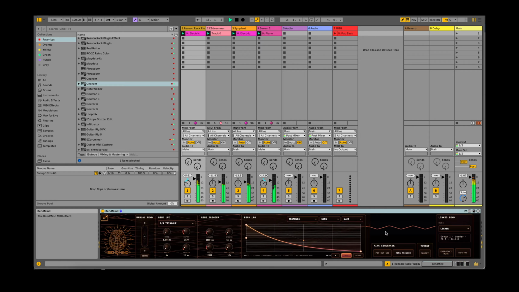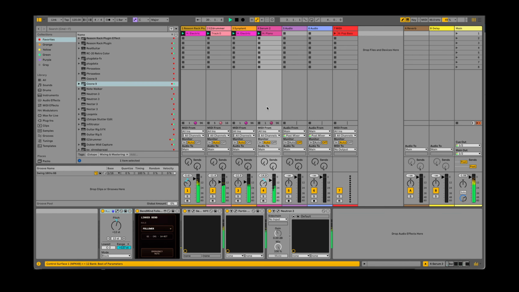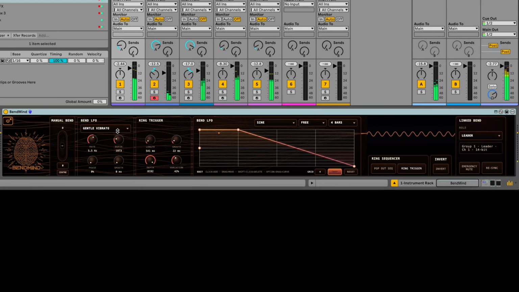And you don't have to perform that movement manually. BendMind can generate it. Use synchronized or free-running modulation for slow tape drift, gentle vibrato, large pitch swells, or movements that would be almost impossible to reproduce by hand.